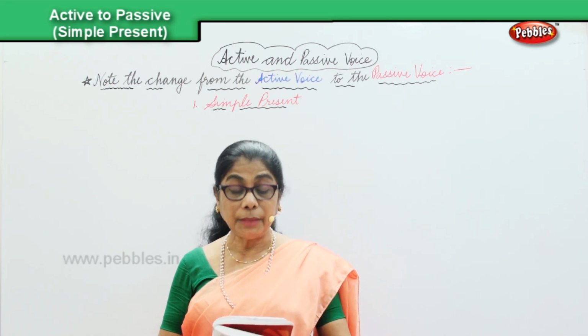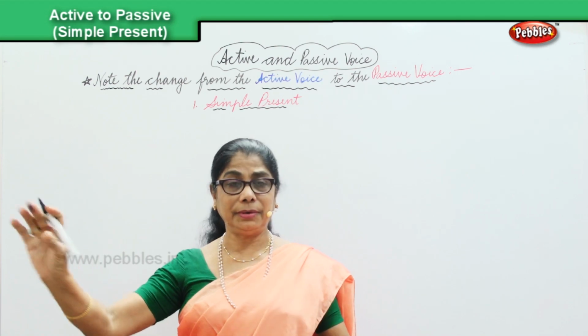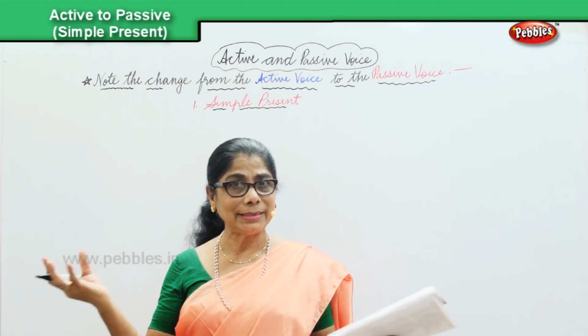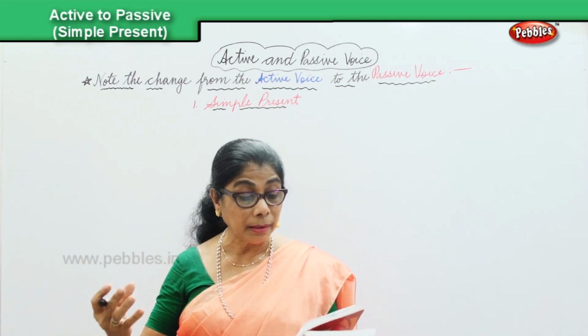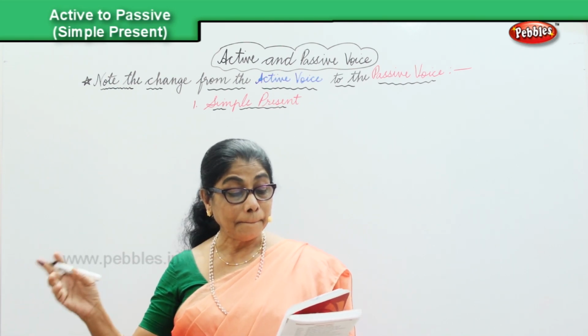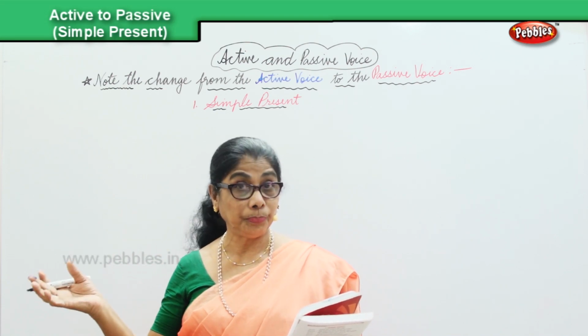Another sentence. The peon rings the bell. Active. Rings is the verb, so it is active. Passive voice says, the bell is rung by the peon. Action done. The bell is rung by the peon.